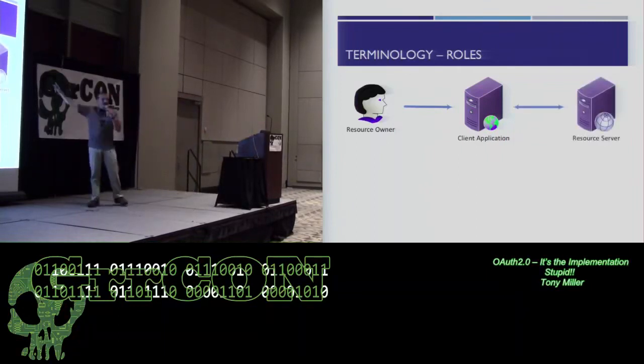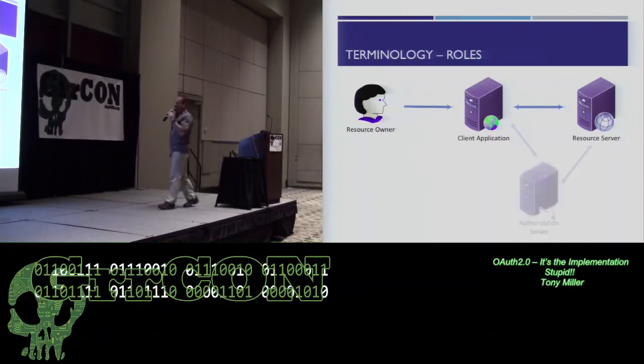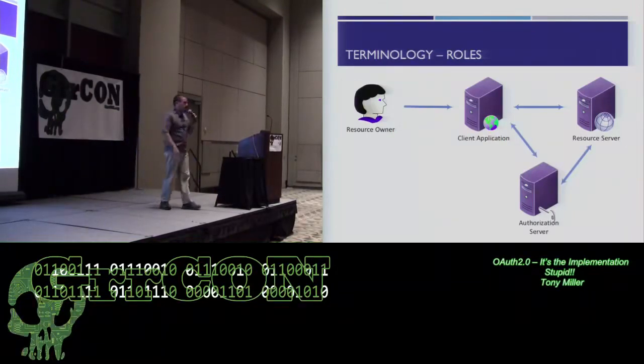Then the resource server. This is our, say, Facebook or Twitter or whatever that actually houses all that data owned by the resource owner. And then finally, we have this concept of an authorization server. Now, in many implementations, we'll see that authorization server and resource server are one and the same, at least logically, but they can be completely separate as well.